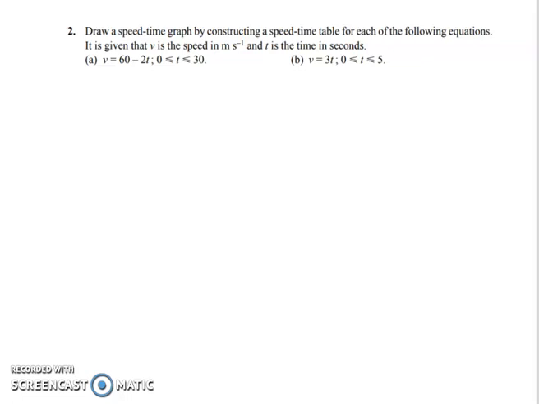So this is also an exercise inside your textbook. Draw a speed-time graph by constructing a speed-time table for each of the following equations. It is given that v is the speed in meter per second and t is the time in seconds. So I'll be showing you question number 2b. We have v equals 3t, whereby the time is between 0 and 5. Simply choose 2 t values and substitute inside our equation. So we need to construct our speed-time table first.